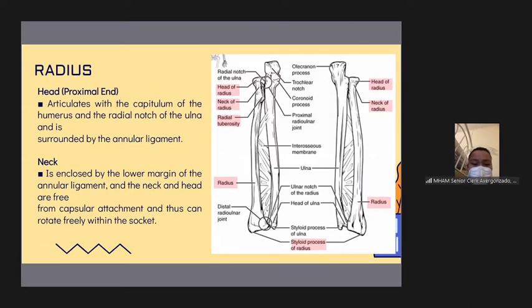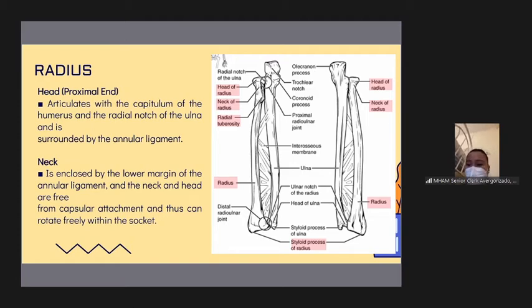Next slide, please. So now we'll proceed to the radius, in which your radius and your ulna are the two bones of the forearm. So they articulate with the humerus at the elbow and with the carpal bones at the wrist. In the anatomical position, the radius sits on the lateral aspect of the forearm, while your ulna is found medially. The radius and the ulna articulate with each other at the proximal and the distal radio-ulnar joints, while their bodies are connected by your interosseous membrane. These two joints allow the radius to move around the ulna, giving us the movement of palm facing up or palm facing down positions of the forearm.